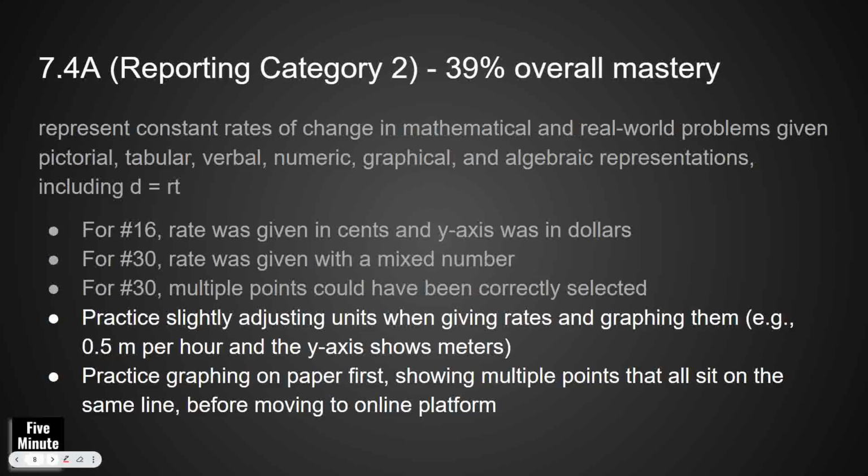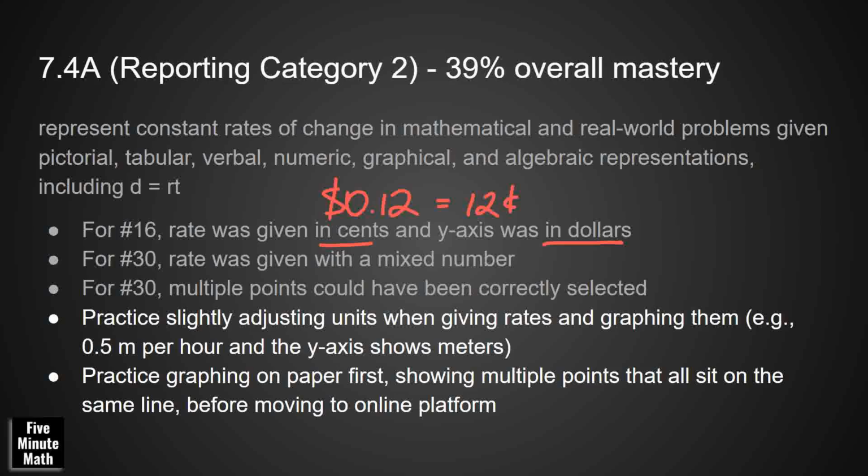So for number 16, that was the difficult part. The rate was given in cents. The y-axis was given in dollars. Right now, they did give it to us like this, 12 cents. But most of us start thinking of it like this. And so it's easy to conflate that with 12, and it's not 12, it's 0.12. So that was the difficult part.